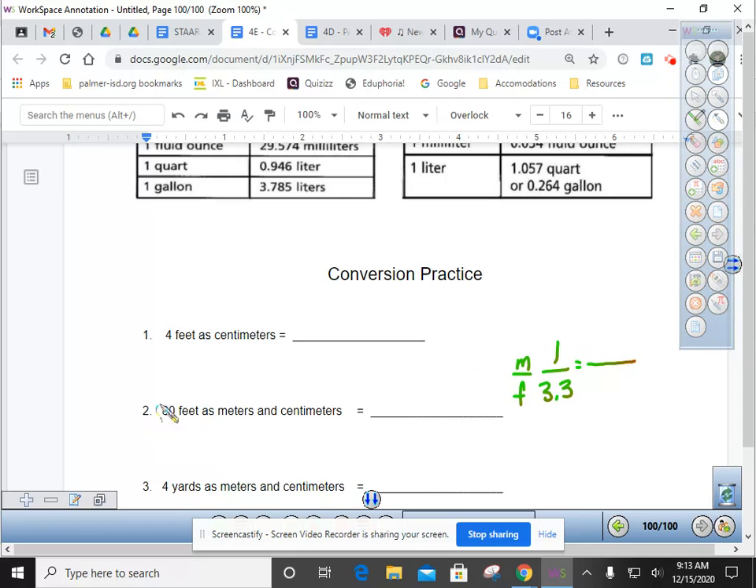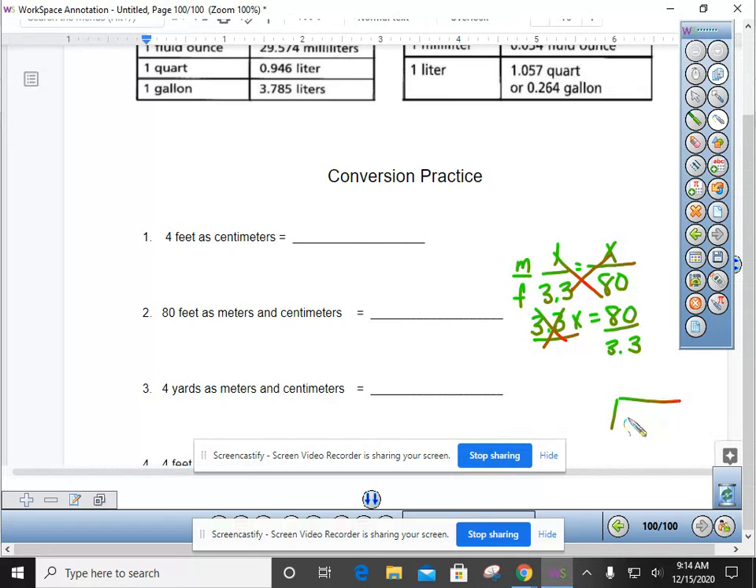Yes, ma'am. And we're looking at 80 feet. So that goes where? On the bottom. Good. So then I cross multiply, and this is going to be a division problem. What are we going to divide both sides by? 3.3. Good. But by doing that, you'll have to move the decimal, which then would be dividing 33 into 800, right? Yep, that's right. And I got about 24 meters.